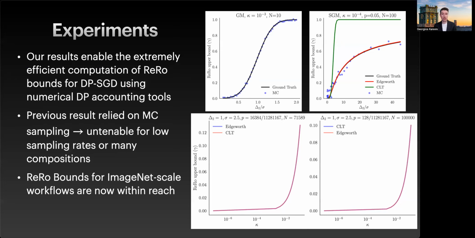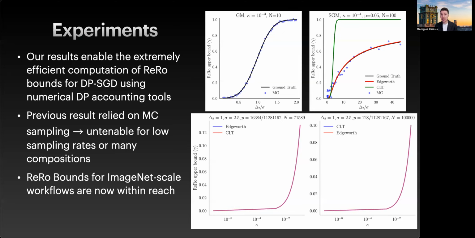So now we essentially can procure rho bounds even for ImageNet scale workflows, and on the right, you can see some examples. One of them is bounding just the Gaussian mechanism, which is a very nice closed form hypothesis testing bound. And then on the top right, you can see a bound on the sampled Gaussian mechanism using either numerical techniques or some approximation using an Edgeworth series, which has been used traditionally to do power analysis.